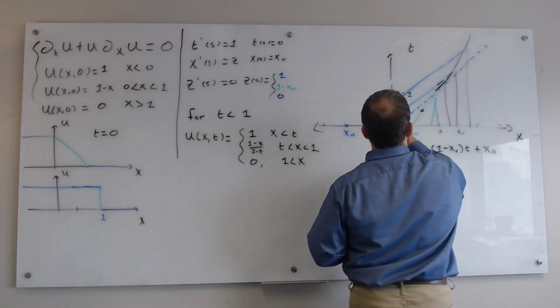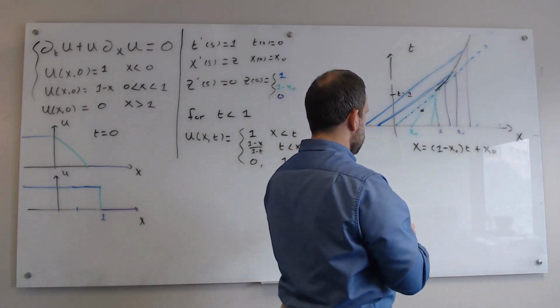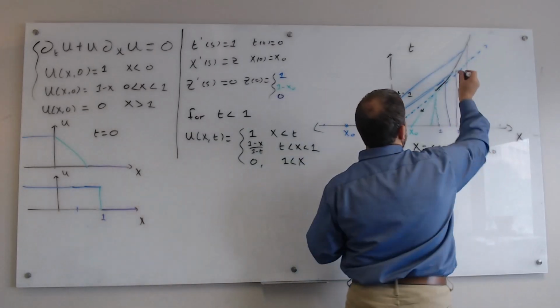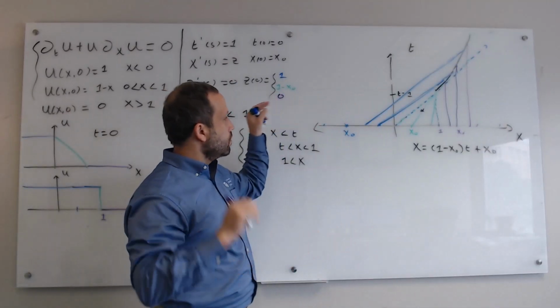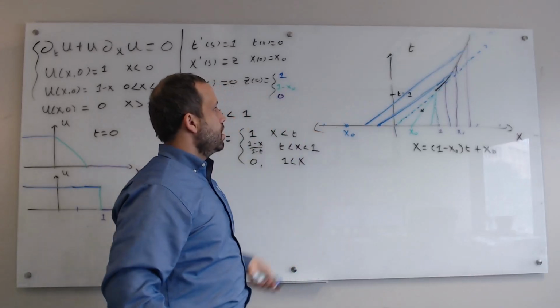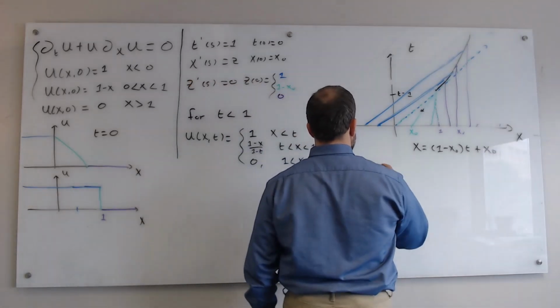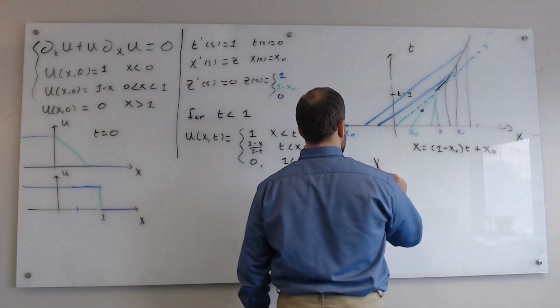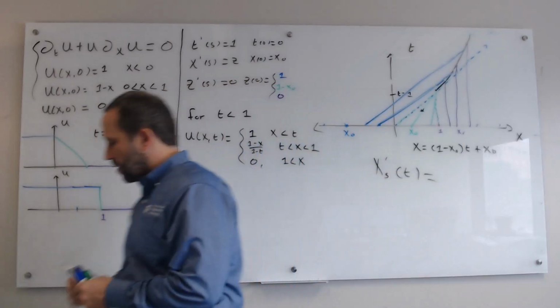Okay. And again, I'm just drawing the shock like this. This is probably not what it's going to look like, but it's just a generic curve. So again, blue characteristics from the left, purple characteristics from the right. Okay, well now we can use the RH. So xs prime of t, this is the derivative of the shock location.